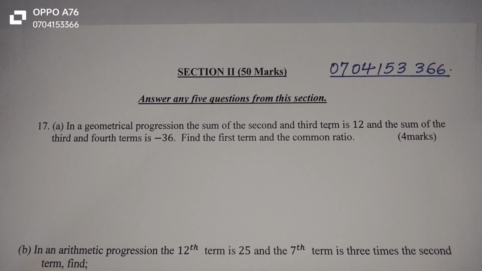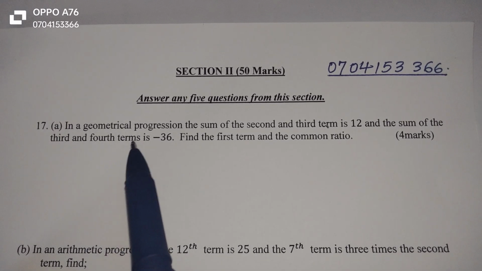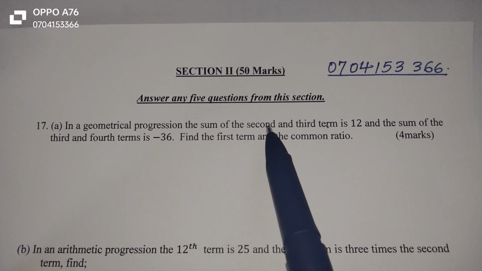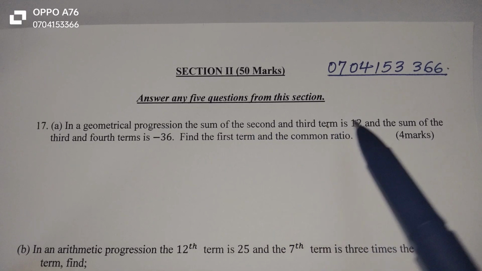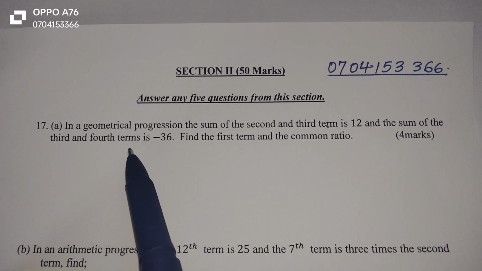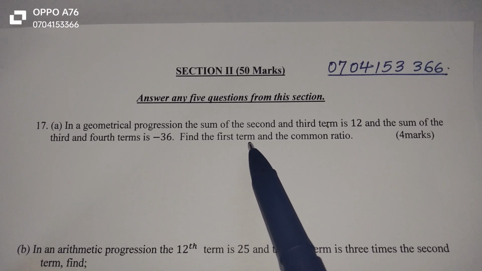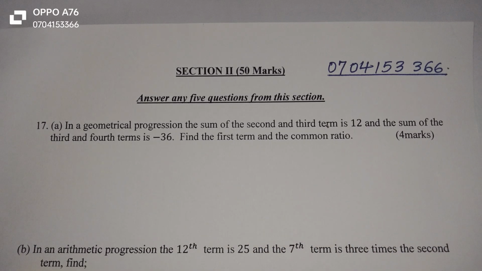Number 17 on sequences and series, mathematics paper 2. In a geometric progression, the sum of the second and third term is 12 and the sum of the third and the fourth terms is negative 36. Find the first term and the common ratio.